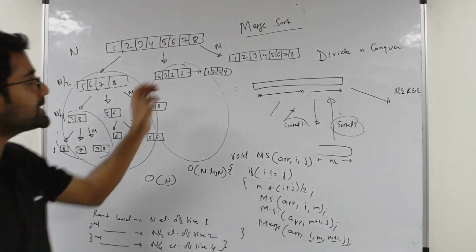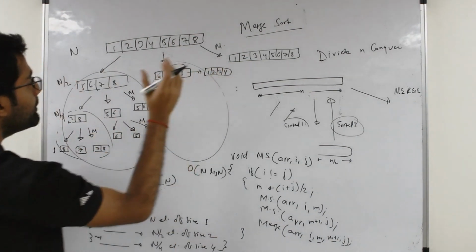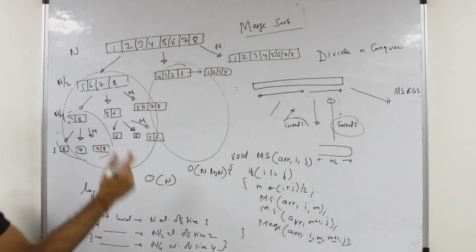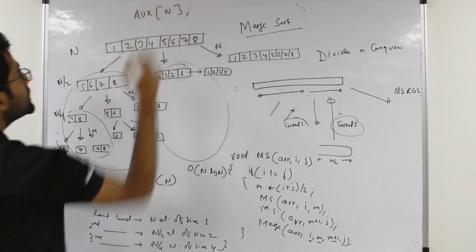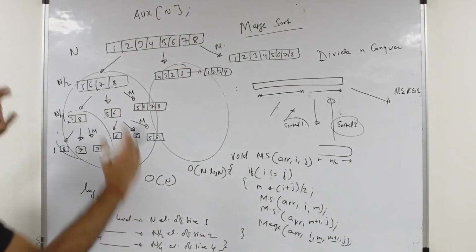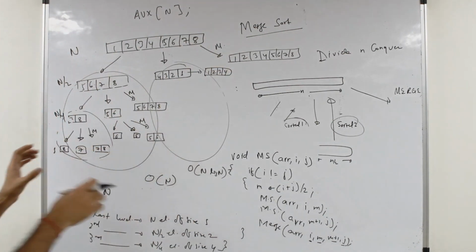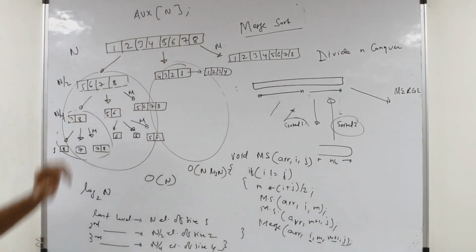Let's also discuss the space complexity. Since I told you I need an auxiliary array to temporarily merge and store the contents, what would be the size of that auxiliary array? That would be aux of size n, because at max there would be two subarrays of size n by 2 each. To merge them, I need an auxiliary array of size n. So that's about the time complexity and the space complexity.